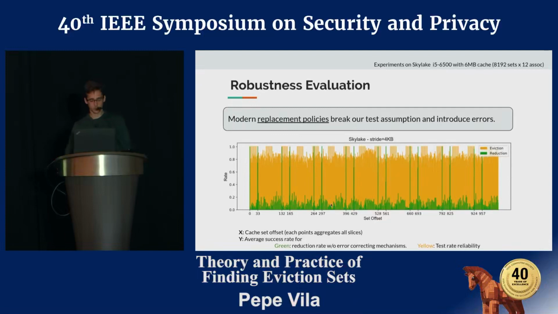The good thing is that in practice, we can use some heuristics based on repetition and backtracking, and with that, we are able to successfully reduce the eviction set for any cache set with only a small performance overhead.